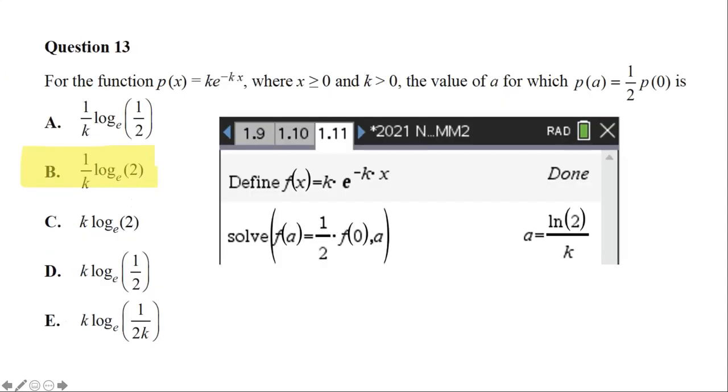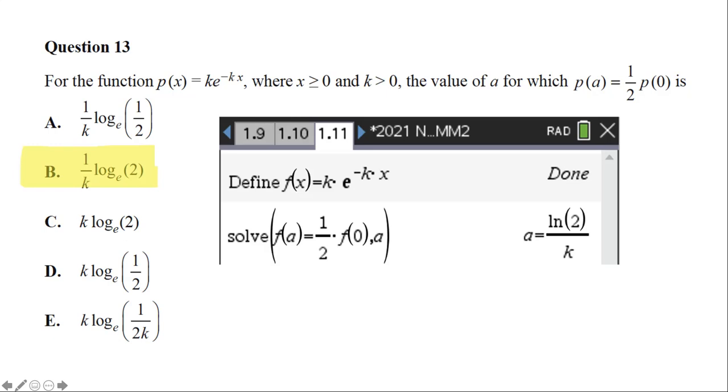Question 13 is pretty straightforward. You just define P of x. But remember, between K and X, on your CAS calculator, you have to put the multiplication sign. Otherwise, it will recognize Kx as a whole variable.